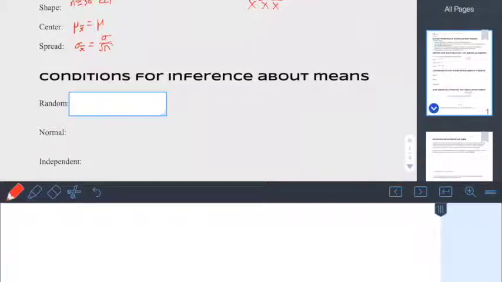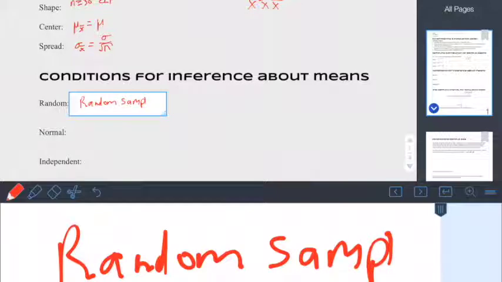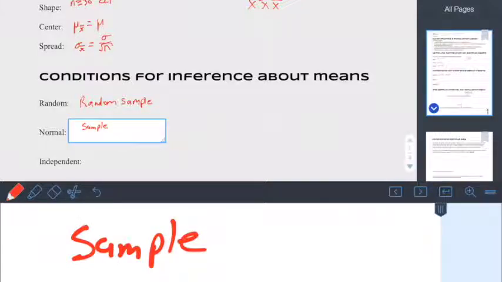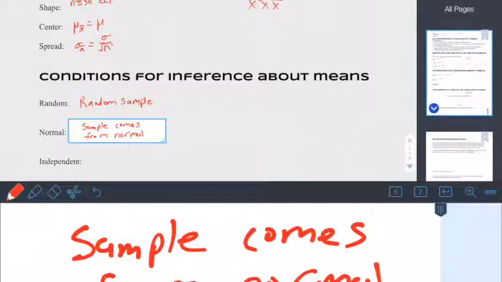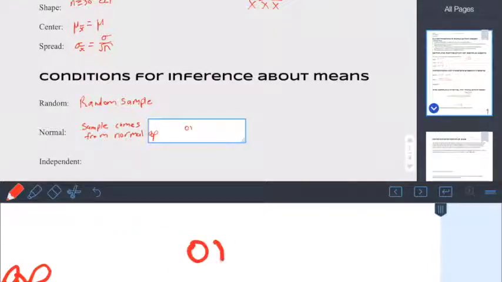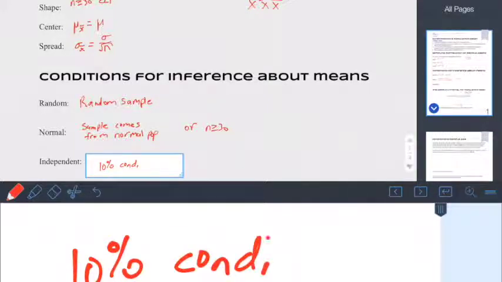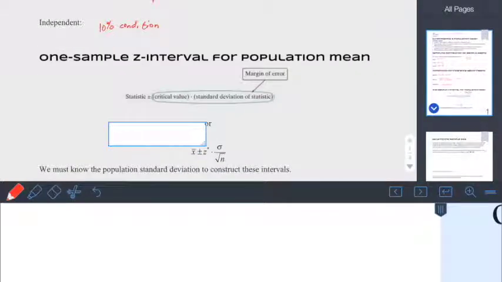So we have the conditions. A random condition needs to come from a random sample. It's normal if the sample comes from a normal population, or n is greater than or equal to 30. And it's independent if the sample is independent or we follow that 10% condition. So we have our statistic.